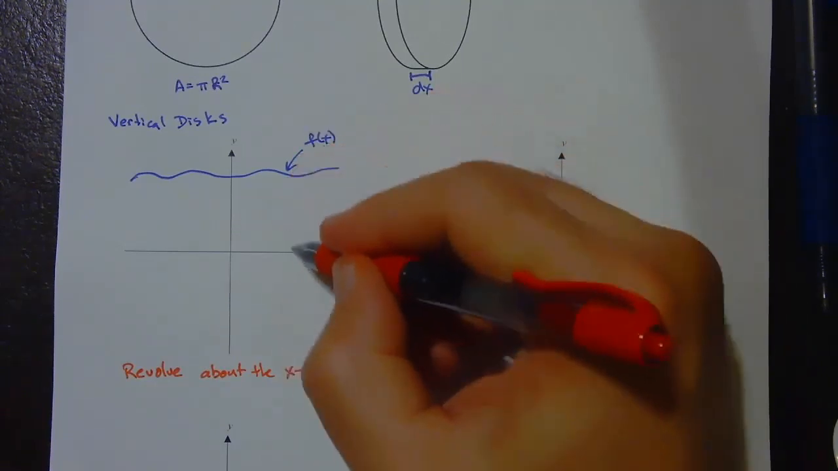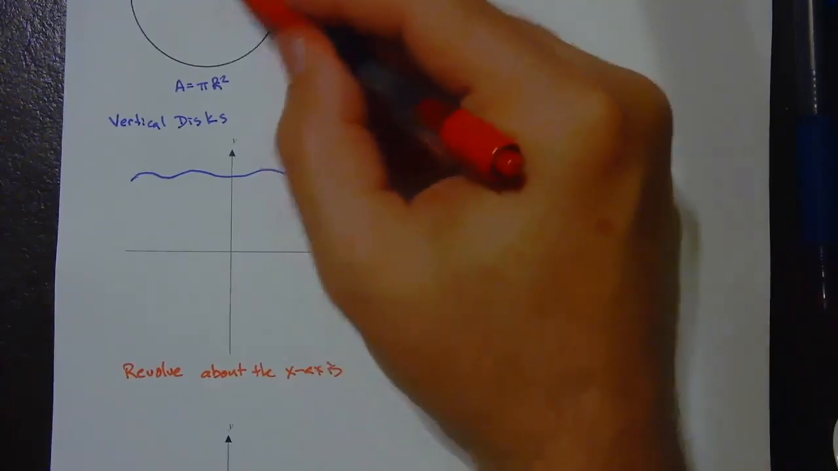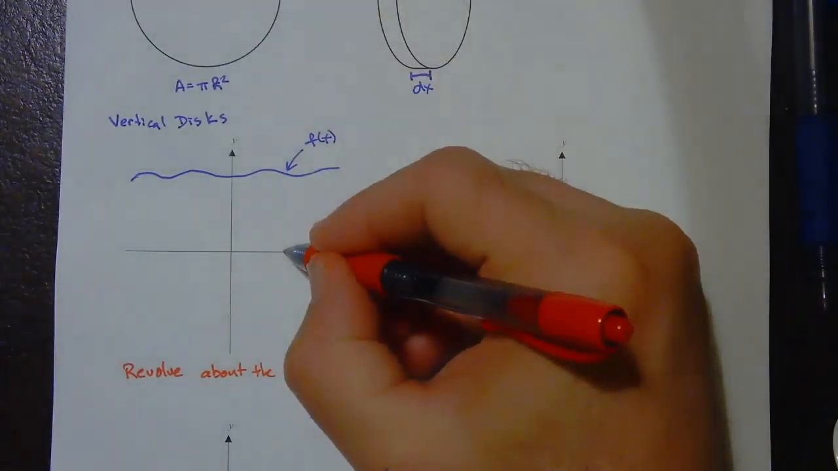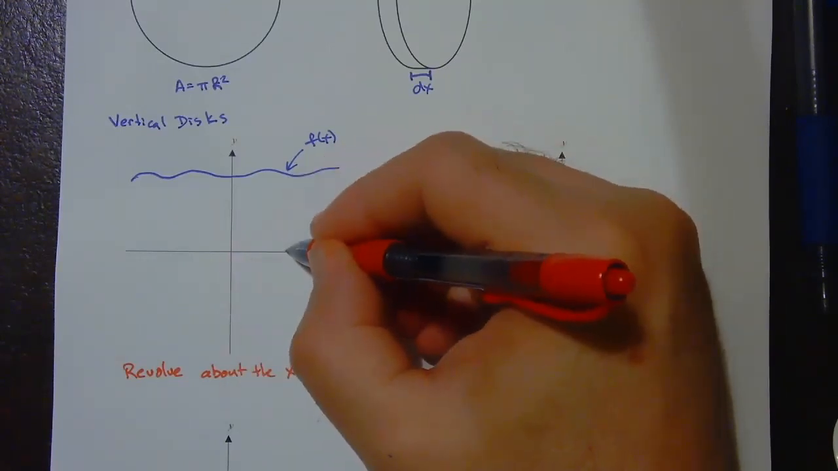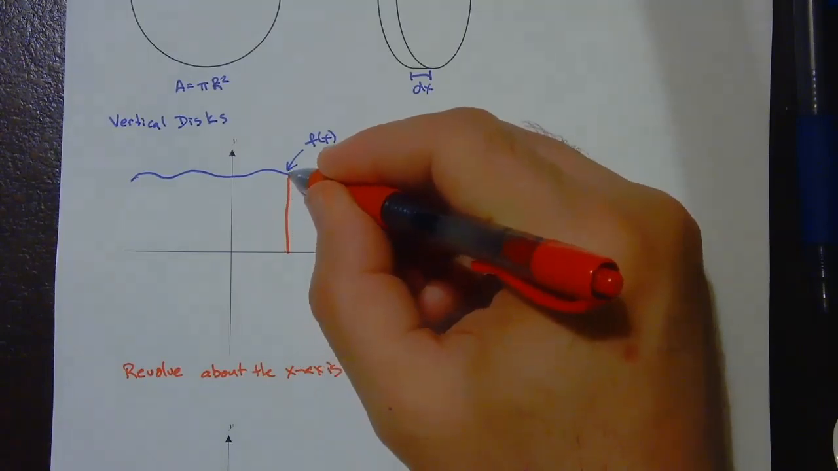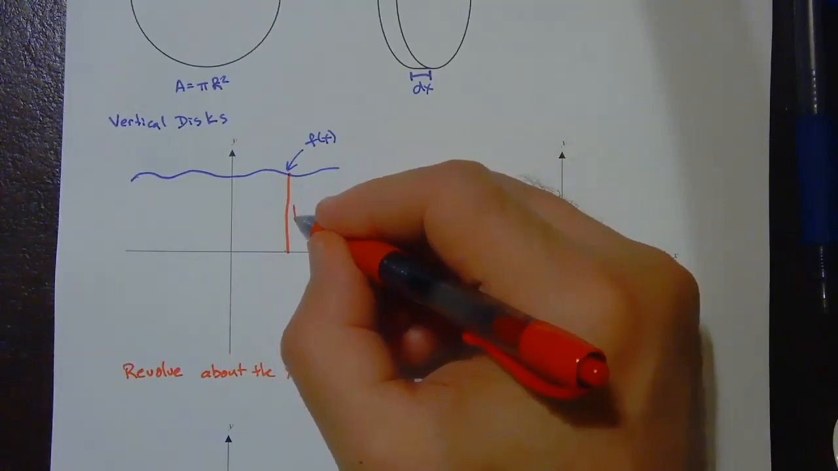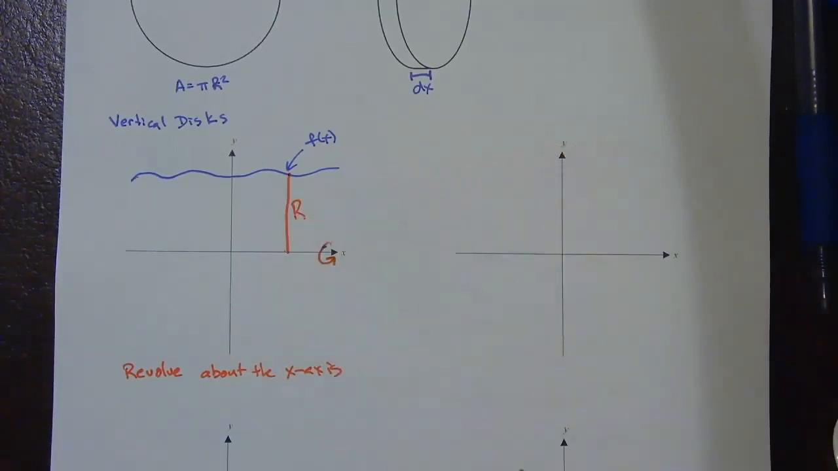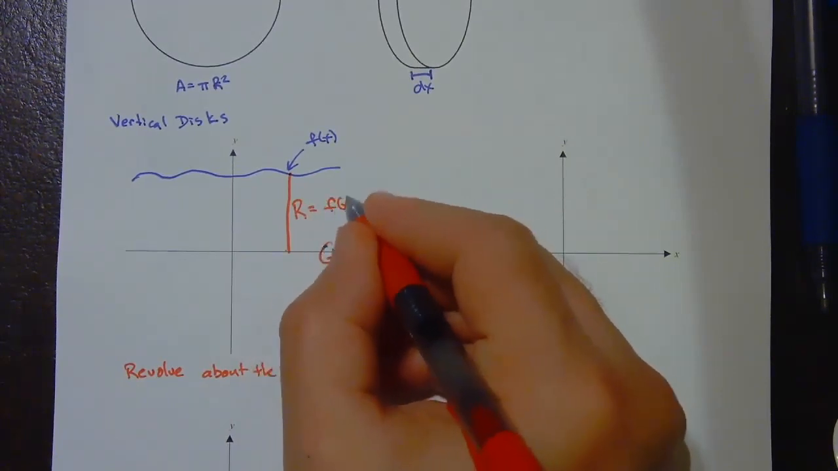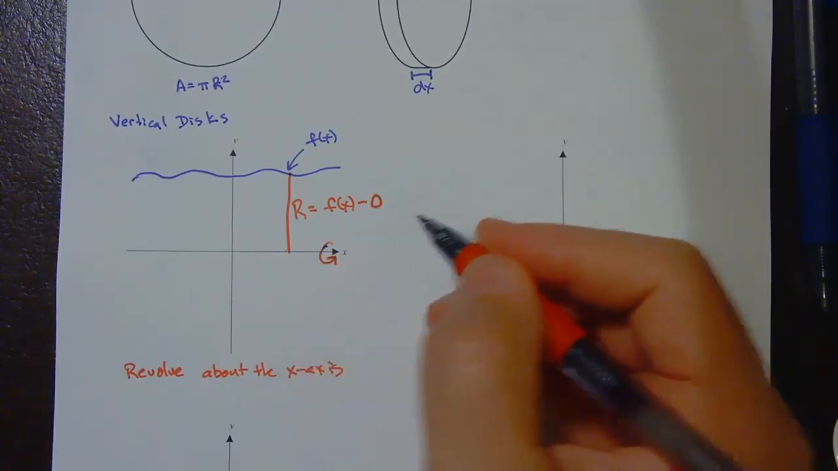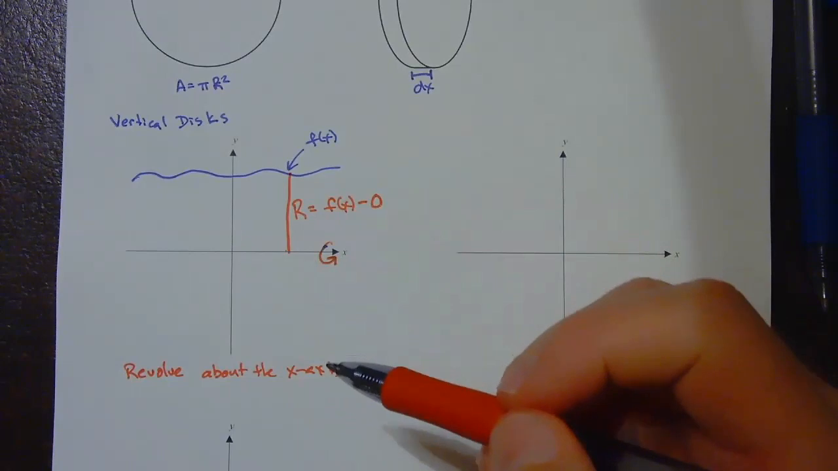Okay, so what you want to do is draw your radius, this radius that we're talking about, the radius of one of the discs. We're going to start from the line we're rotating around and draw towards the function, because we're going to rotate this around this axis. So that's my big R, that's my radius. And in this case it would be f of x minus 0, which would just be f of x. So your radius is going to be your function, f of x.